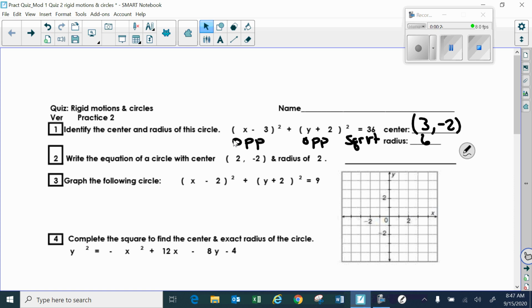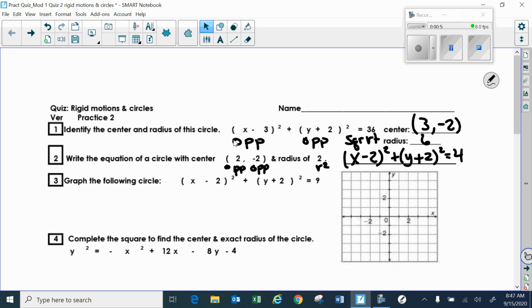Write an equation of the circle. We're given the center, so now we're going backwards. Okay, so again, it's opposite. And this time we would have to square it, because remember we want r squared. So we have x minus 2 squared, plus y plus 2 squared, equals 2 squared, just 4.